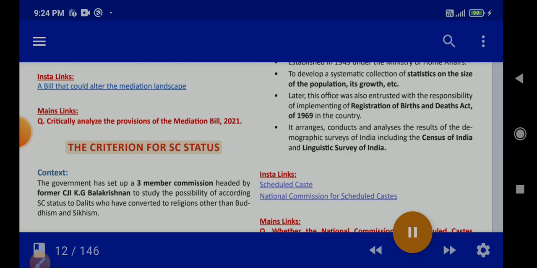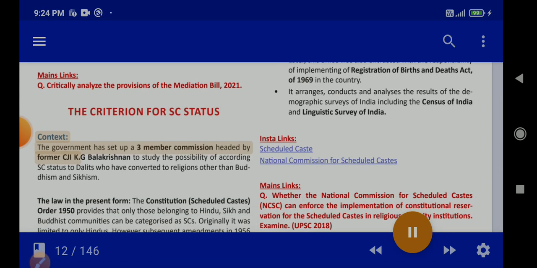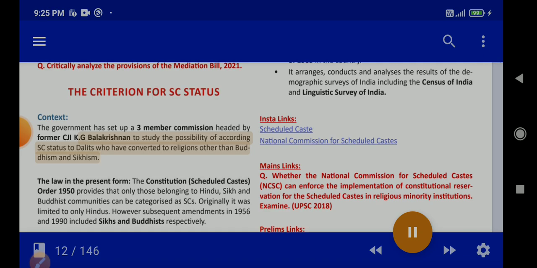The criterion for SC status. Context: the government has set up a 3-member commission headed by former CJI K. G. Balakrishnan to study the possibility of according SC status to Dalits who have converted to religions other than Buddhism and Sikhism.